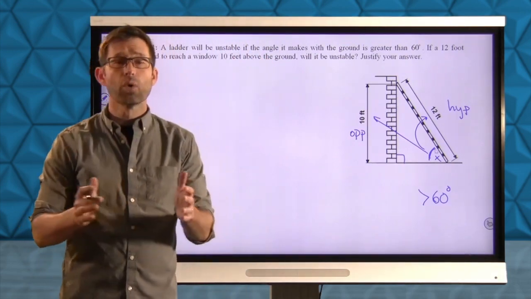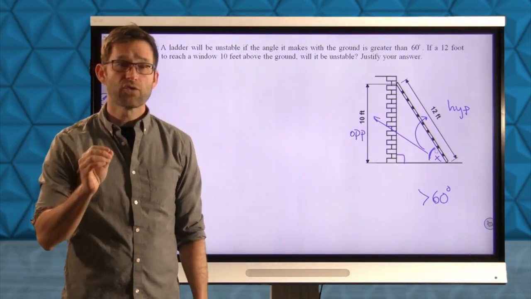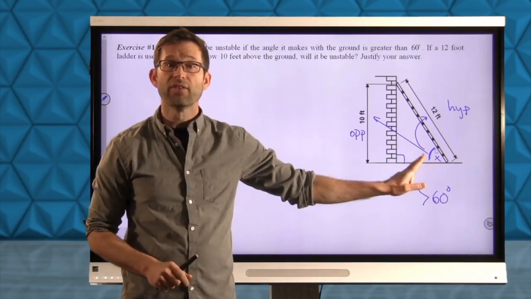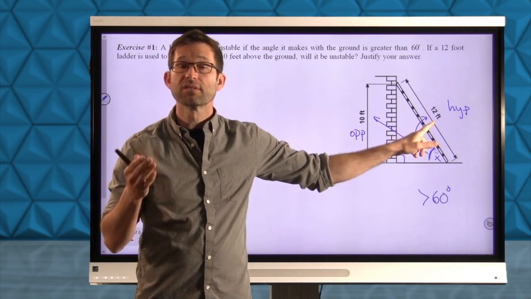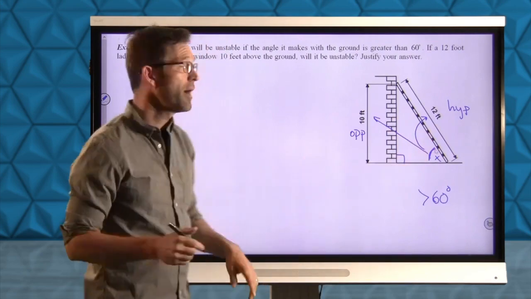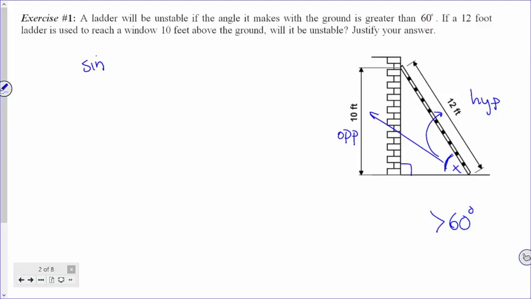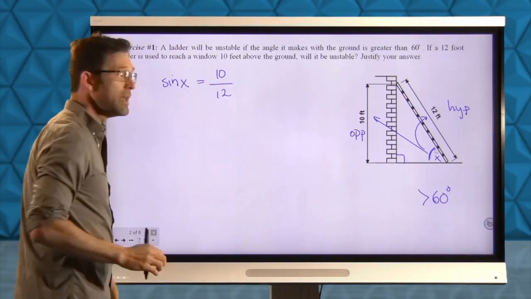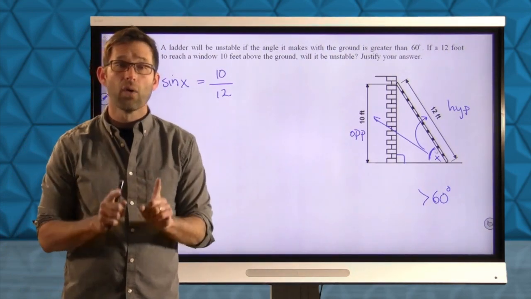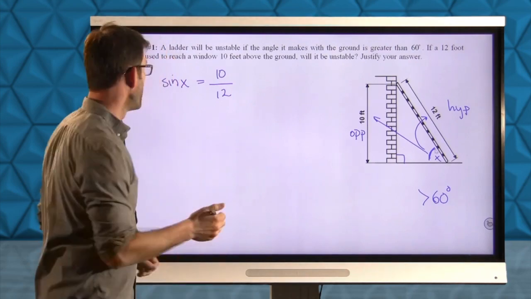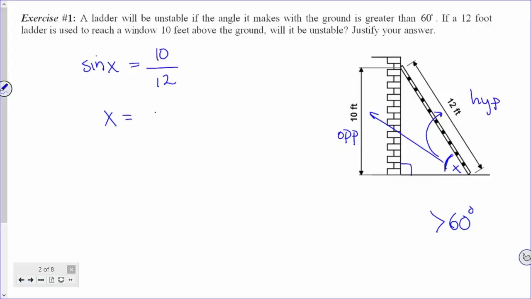If I think about my SOHCAHTOA, the correct trig ratio that relates the angle I don't know with the sides I do know is the sine ratio. Sine is opposite divided by hypotenuse. So I can say the sine of angle X is equal to 10 divided by 12. Now I need to find the angle. I've got the trig ratio, I need the angle, so I'm going to use the inverse sine function. Make sure you've written this down: X is equal to the inverse sine of 10/12. And now, of course, I need my calculator.